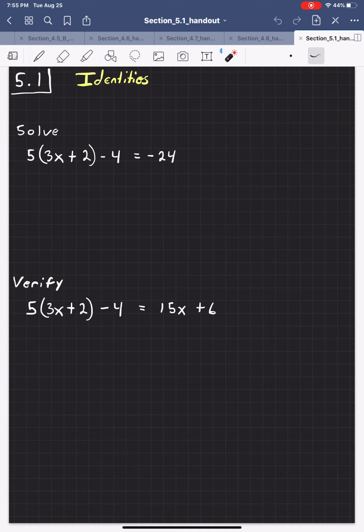So let me start this way. Let's go back to just algebra. And I want to make sure you understand the difference between solving and verifying. Ready? Let's start with solving.